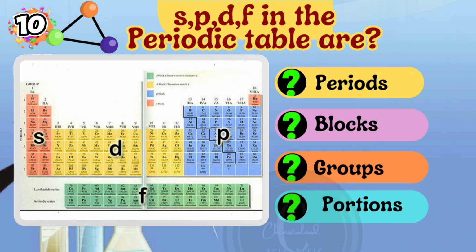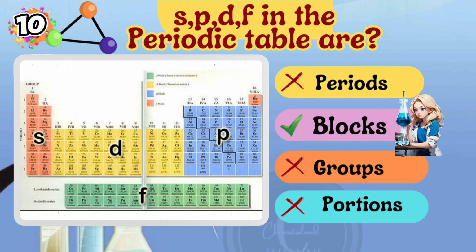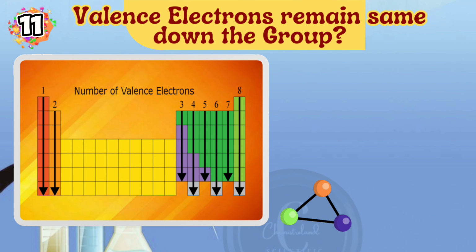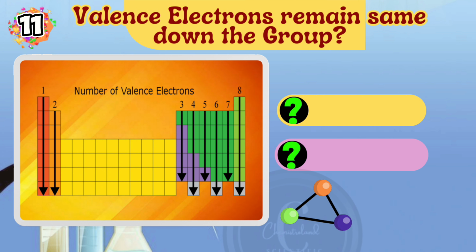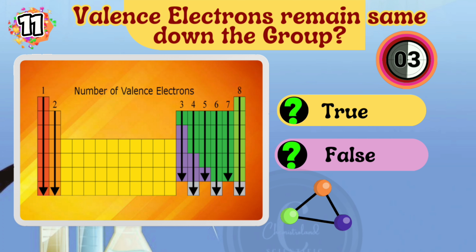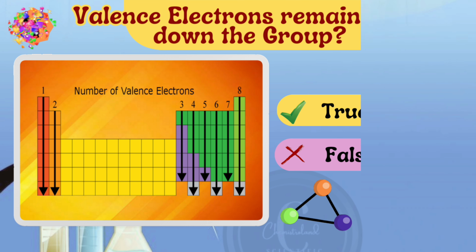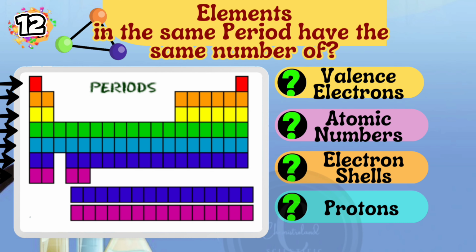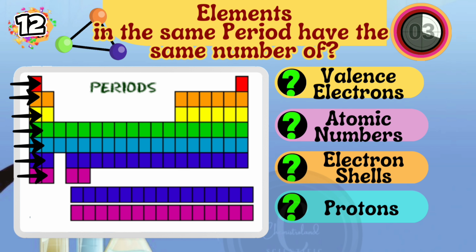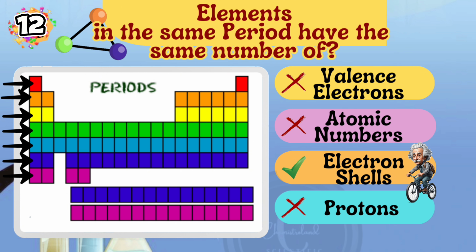SPDF in the periodic table are blocks. Valence electrons remain same down the group. Is this statement true or false? Yes, it's true. Elements in the same period have the same number of electron shells. Electron shells is the correct answer.